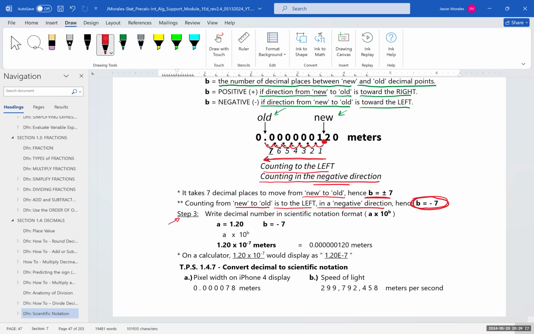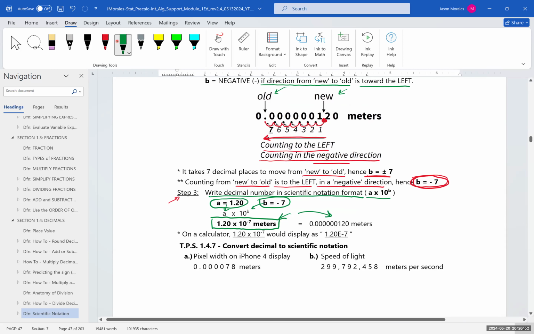Now, step 3 is to write the decimal number in scientific notation format, A times 10 to the B. A was 1.2, B is -7. So it's going to be 1.2 times 10 to the -7 meters. This in scientific notation is equivalent to this in decimal form. And on your calculator, you would see this number displayed like this, where the 10 was substituted for the letter E.